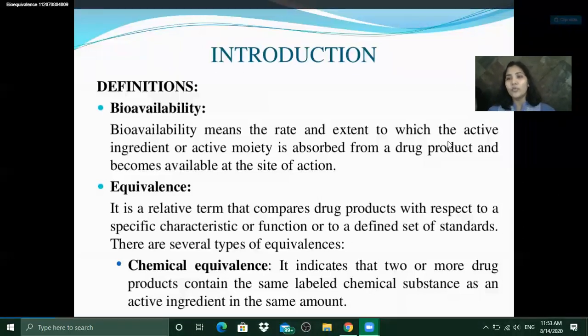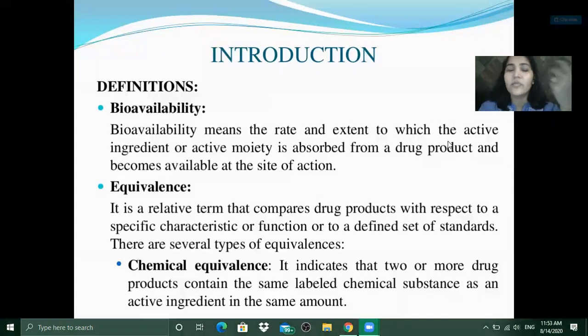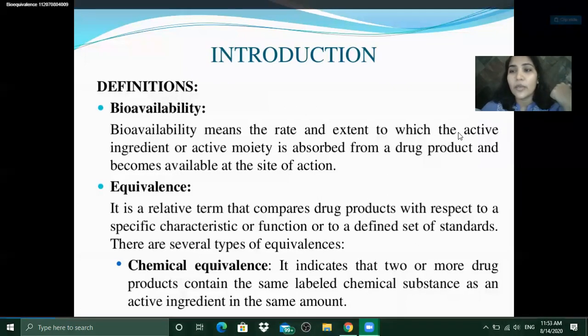So we had almost finished talking about what we mean by bioavailability, what are the types of it, how to assess the bioavailability, and what are the factors that affect the bioavailability. There are two factors that affect the bioavailability. First is pharmacokinetic, and another one is pharmacological factors. We then also started talking about bioequivalence.